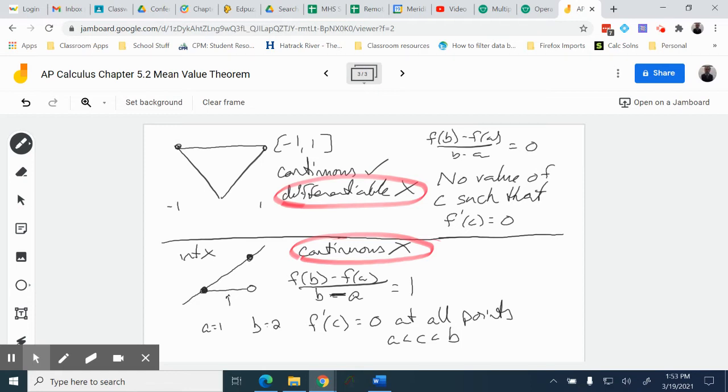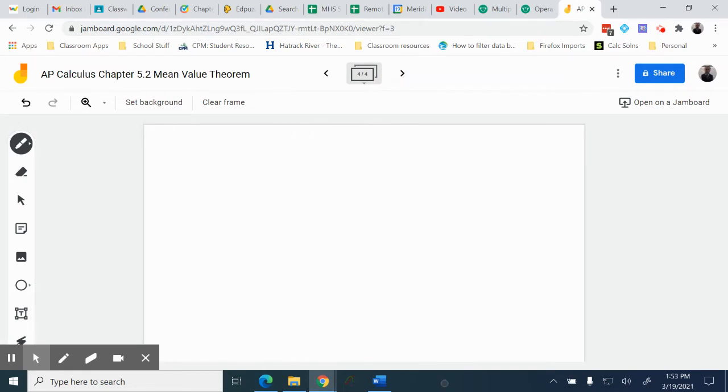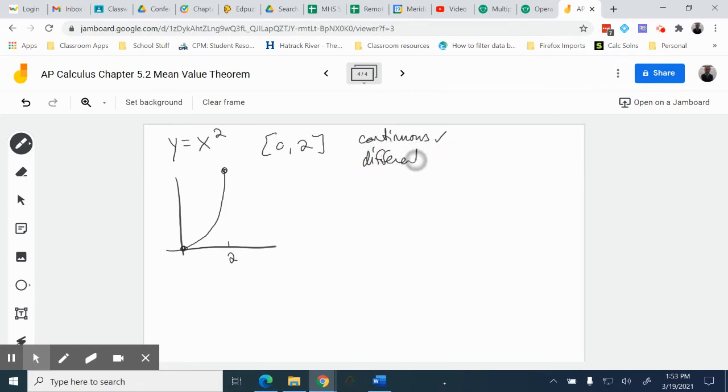All right, so let's look at an example of the actual mean value theorem in play. So we've got y equals x squared on the interval 0 to 2, and we need to find the value of c. So first of all, does the mean value theorem apply? Well, the answer is yes. This is a continuous function because all polynomials are continuous. It is a differentiable function because all polynomials are differentiable. So we've got f of 2 minus f of 0 divided by 2 minus 0. That is 4 divided by 2, which is 2.